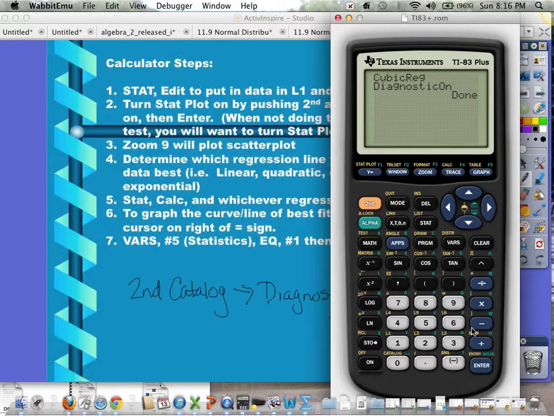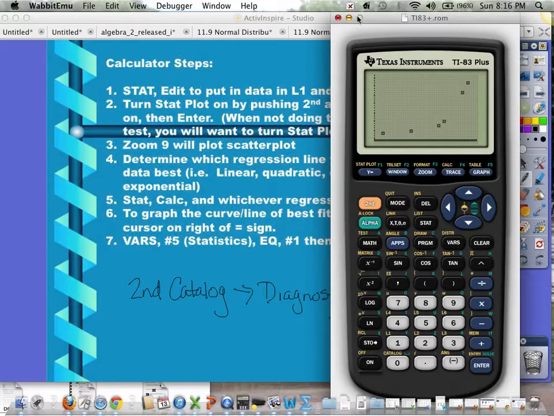All right, so once you've got your stat plot on and you've got your data in, you want to hit zoom 9 so that you can see your little blocks. If you see little blocks on your screen and you don't want to see little blocks on your screen, you know that it's the stat plot that's on, you need to turn it off. All right, so then you're going to determine which regression line your data fits best, whether it's linear, quadratic, exponential, cubic, quartic, whatever. Once you do that, then you'll hit stat, calc, and you'll hit that regression line.